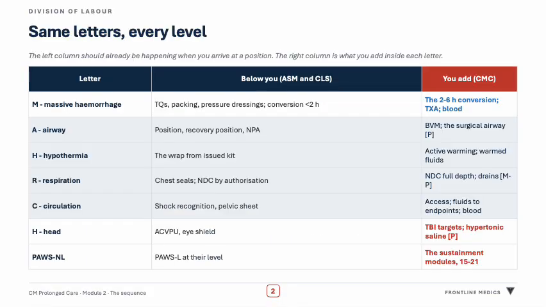The left column is what should already be happening when you arrive, because the soldiers and lifesavers at the position trained on the same sequence you did. The right column is what you add inside each letter. Your additions live inside the letters, not beside them. The 2 to 6 hour conversion decision is still M. The surgical airway is still A. When you arrive at a position, your first question is not what to start, it is what is already running and what the medic adds to it.